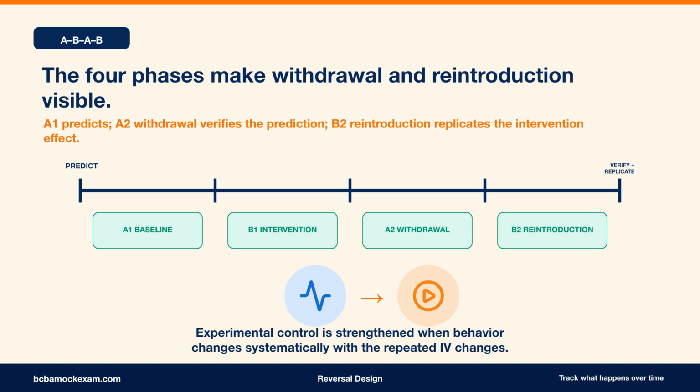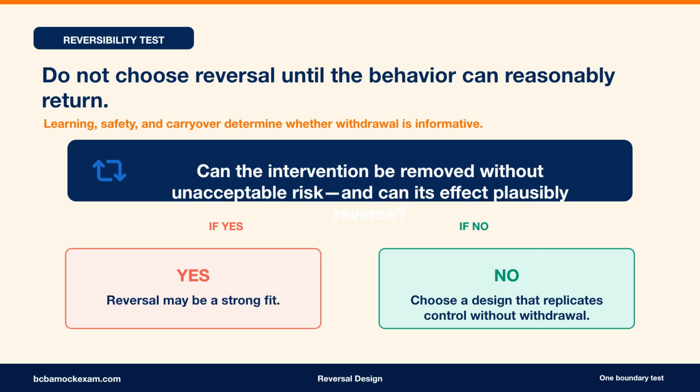and B by themselves. Reversal is not automatically appropriate just because an intervention can be physically removed. 2 questions come first. Can withdrawal occur without unacceptable risk? And is the treatment effect likely to reverse? A learned reading skill may remain after teaching stops, so removing instruction would not recreate the original baseline. An intervention that prevents dangerous behavior may be unethical to withdraw. In either situation, a design that demonstrates replication without withdrawal is usually more informative.